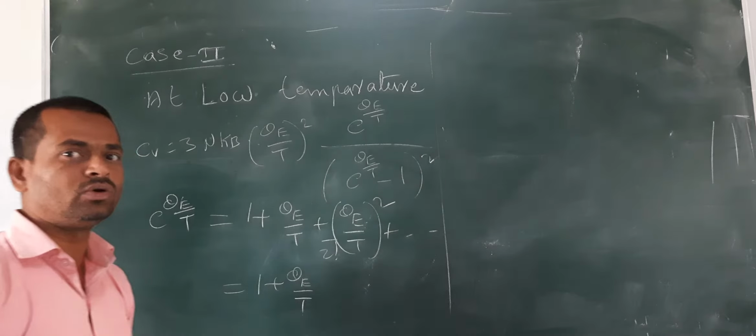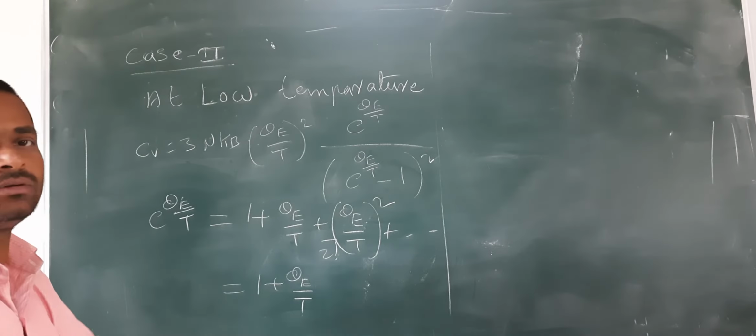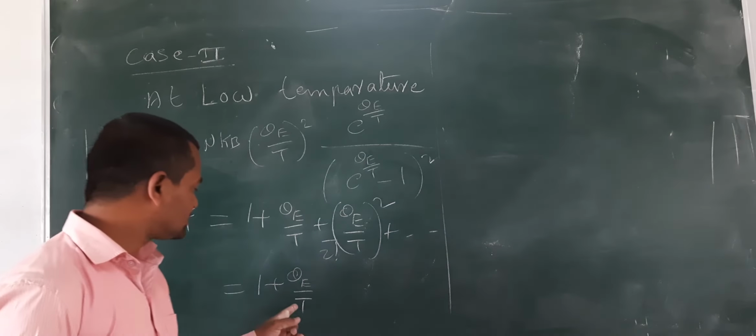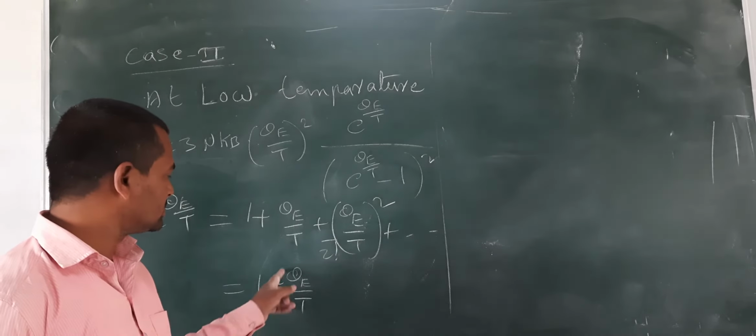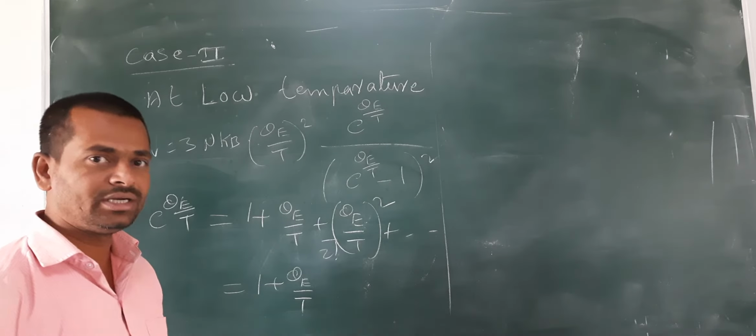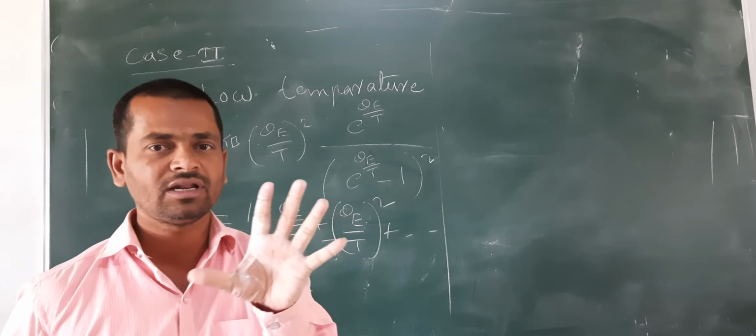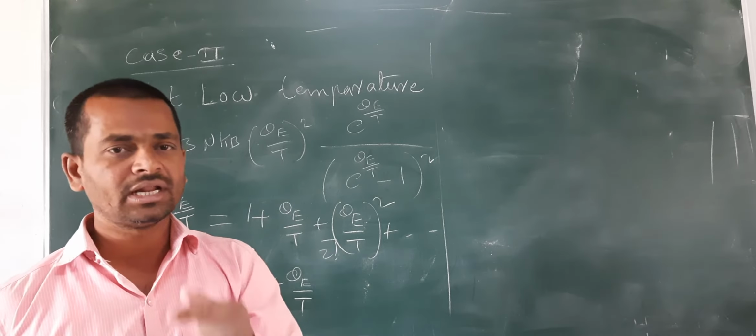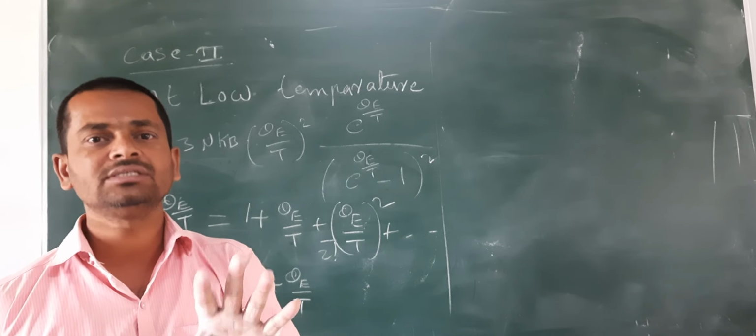Very much high term, no need to add. Simply we have to avoid them. And see here, it is a lower temperature. This term will become high. When the denominator is high, the final value decreases. When the denominator is low, the final value increases.